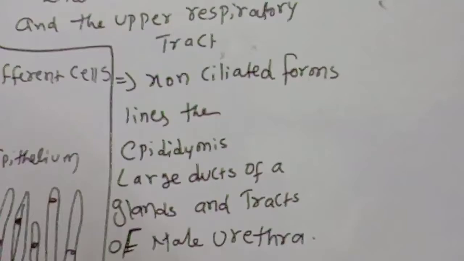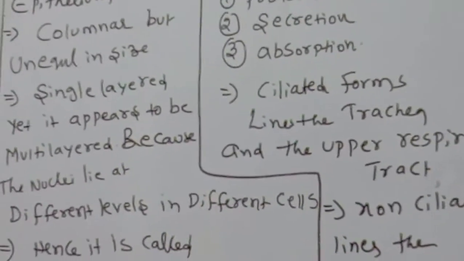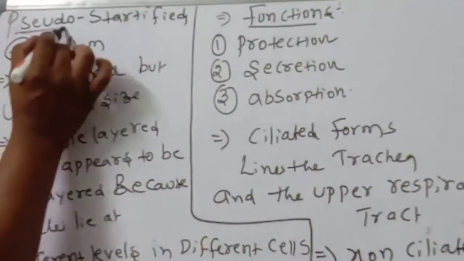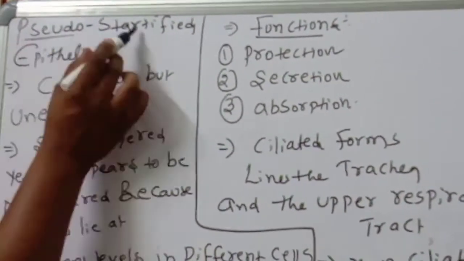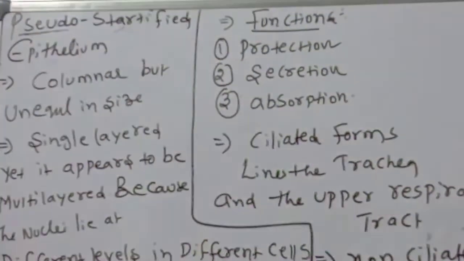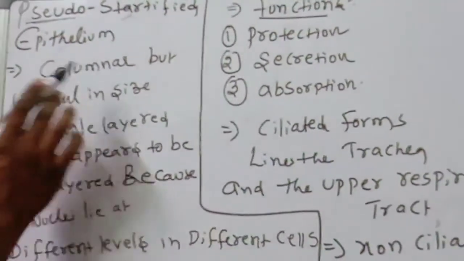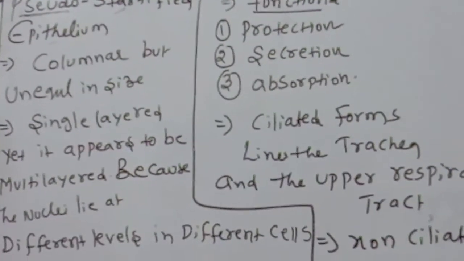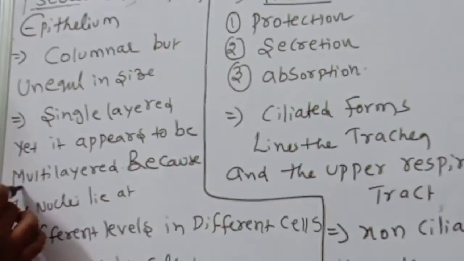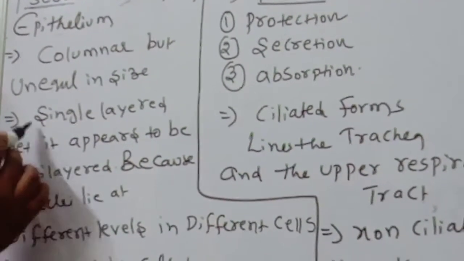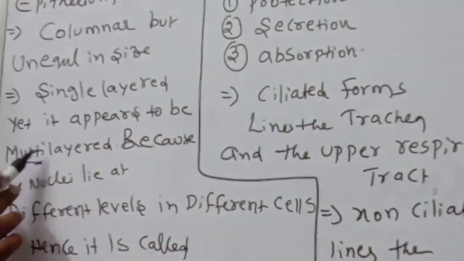Listen very carefully. We are discussing the next simple epithelium type, pseudo-stratified. Pseudo means false, stratified means many layers: false many-layered epithelium. They are columnar but unequal in size. One will be big, one small, one big, like that. It is single layered only, but it appears to be multi-layered.